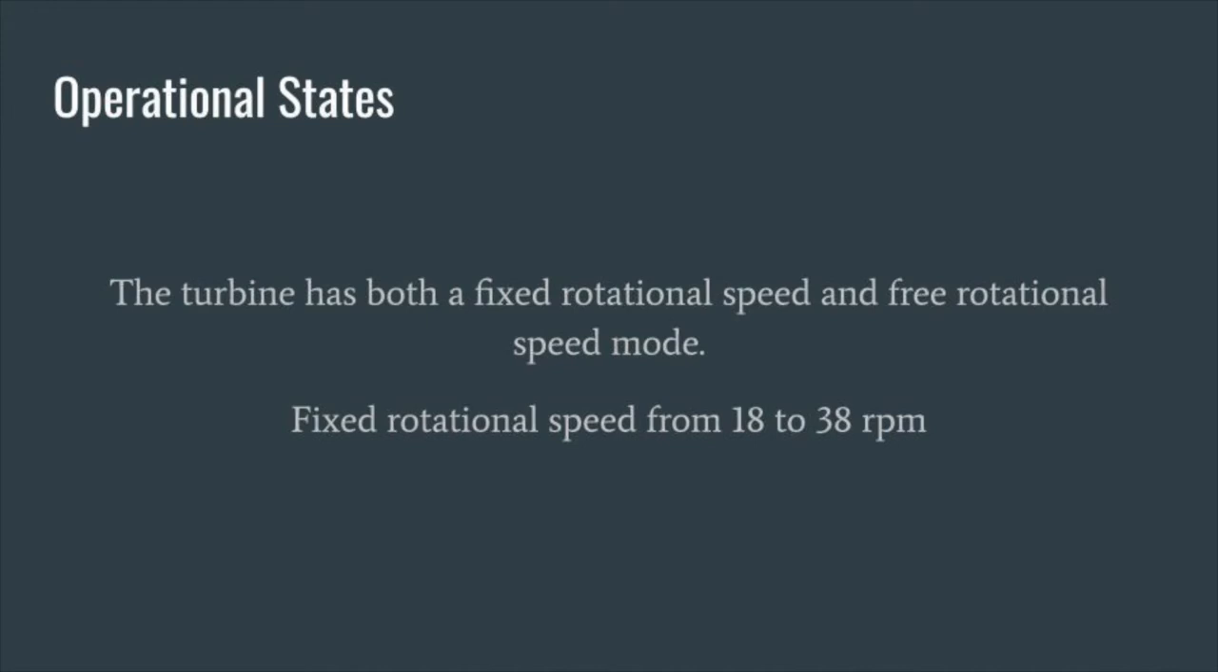Now, the turbine itself has been operated at fixed speeds ranging from 18 to 38 rotations per minute, as well as continuously variable speed mode, with the variable speed mode being used to find the highest aerodynamic efficiency of the turbine.